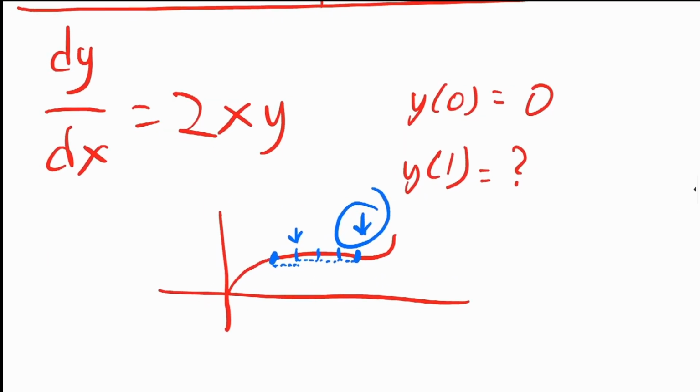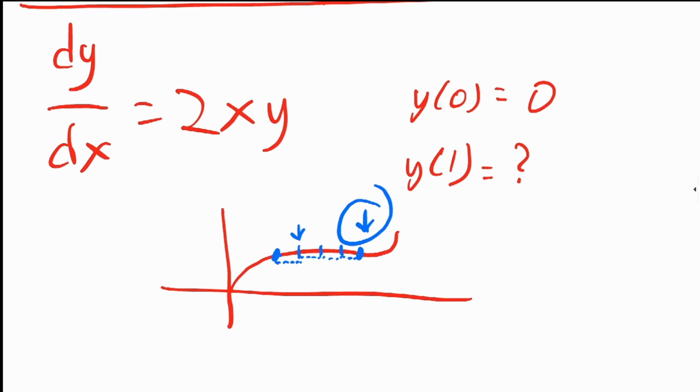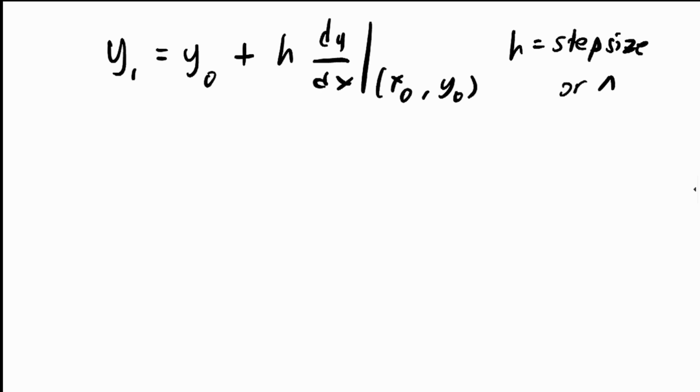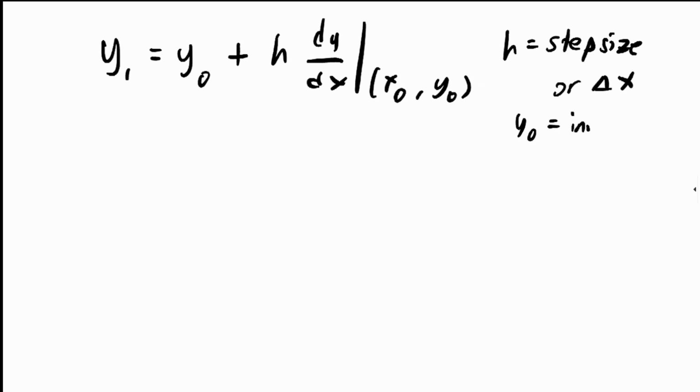Okay, so Euler's method is done in various different ways. The way that I do it is by simply memorizing a formula. So the formula is that the next prediction, y sub 1, is equal to y sub 0 plus h times dy/dx at x sub 0, y sub 0, okay? So this is the formula that you're going to want to know. And h is the step size or delta x, and y sub 0 is the initial condition.